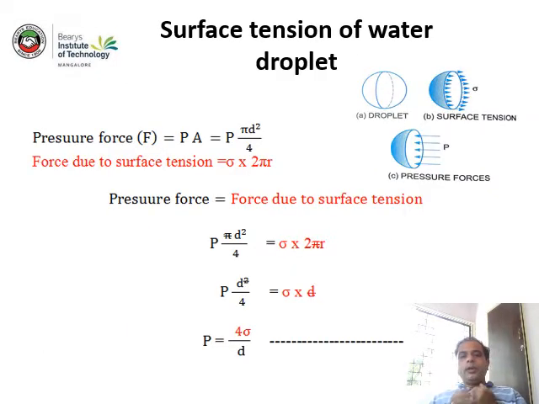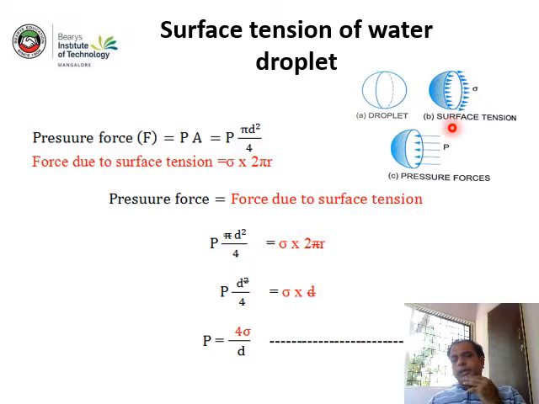First I take a water droplet, and I split that water droplet into two equal parts. On one equal part I am showing here the surface tension, right? And pressure force. Pressure force is acting on the surface. P is a pressure. Due to this pressure, there is a pressure force. If you multiply pressure with the cross-sectional area, we get a pressure force.